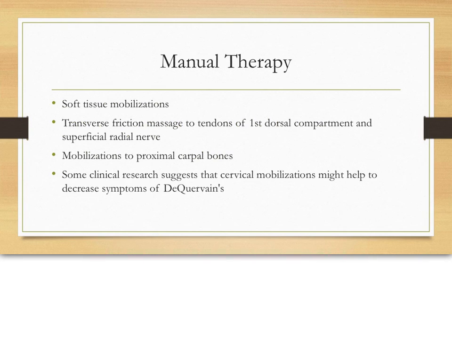Manual therapy has also been shown to help patients with DeQuervain's. Soft tissue mobilizations to the two muscles involved can really help, especially if there are trigger points involved. Also, transverse friction massage to the first dorsal compartment can help ease some of that pain. Mobilizations to the carpal bones have also been shown to help. And some clinical research does suggest that cervical mobilizations can help decrease the symptoms of DeQuervain's, so treating the whole upper extremity rather than just the wrist and the hand.